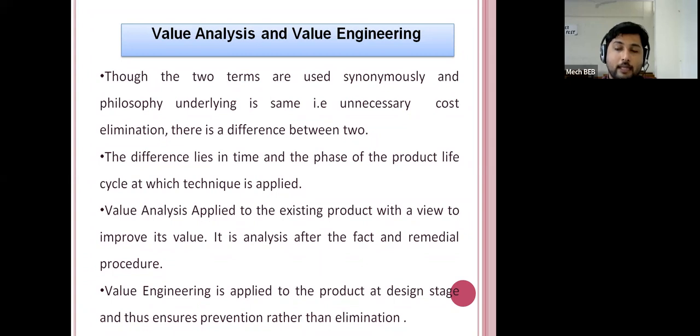Okay, so the value analysis concept is applied to an existing product, and it tries to reduce the cost of that existing product. Whereas value engineering applies its concept to a product yet to be produced, or one that is in the design phase. Okay, and in the design phase it is ensured that unnecessary cost will not be inculcated during the design phase itself. So this is the basic difference between value analysis and value engineering.